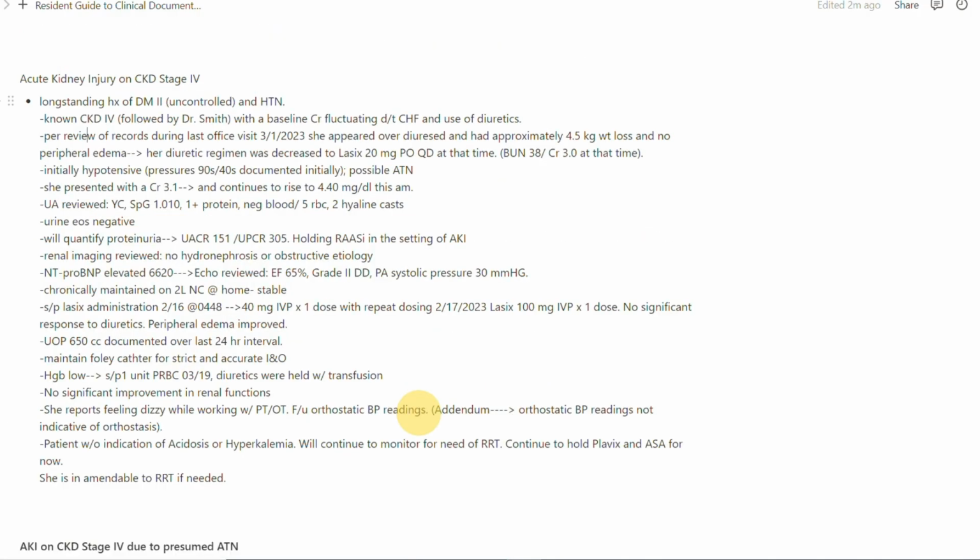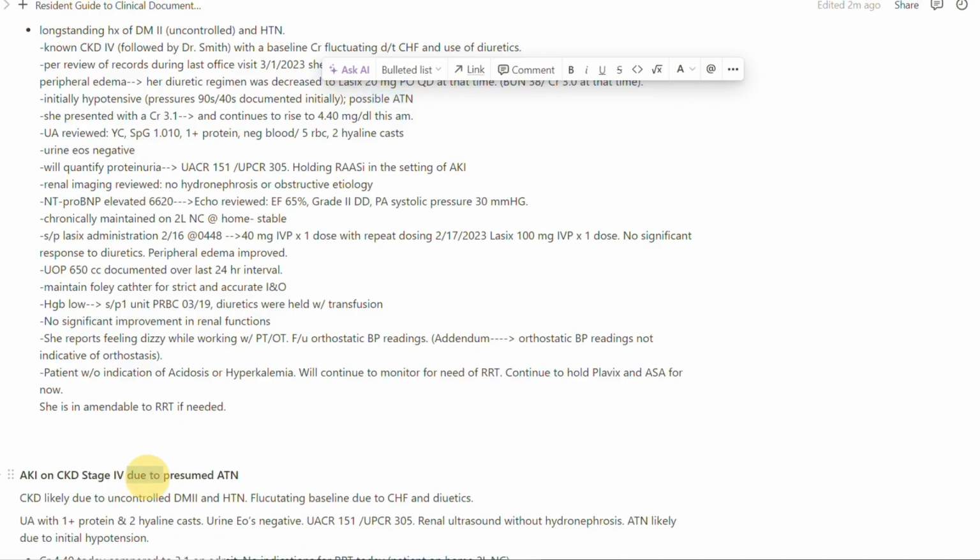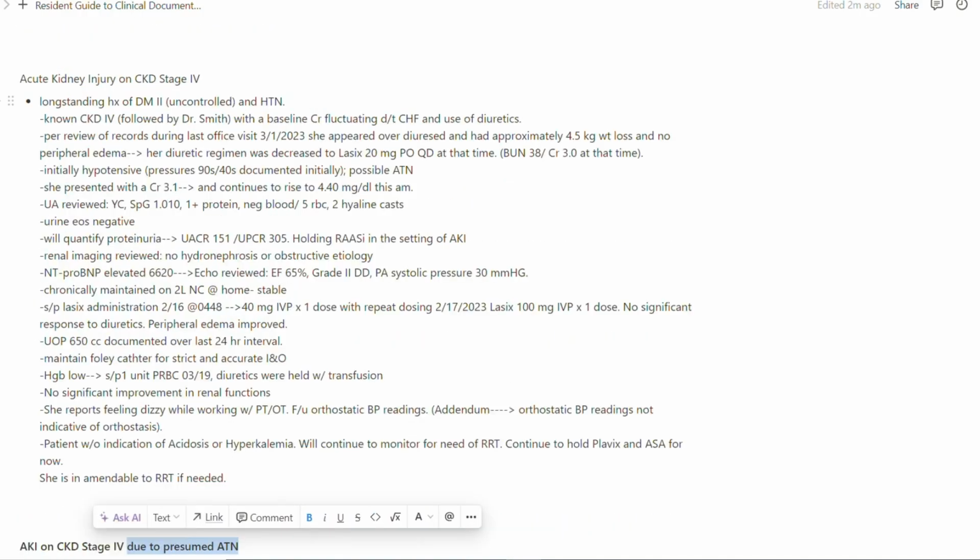So per review of records, she appeared overweight with no peripheral edema. Her diuretic regimen was decreased. So we have a history here. FYI, this is days and days into a hospitalization, so I don't know if including this every single day is important. Initially hypotensive, pressures 90s over 40s documented initially, possibly ATN. I like that. This should be up here because this is now part of our diagnosis. So I moved this up there and put due to presumed ATN. And again, as a CDI medical director, it is totally okay to include a presumptive diagnosis in the inpatient setting.